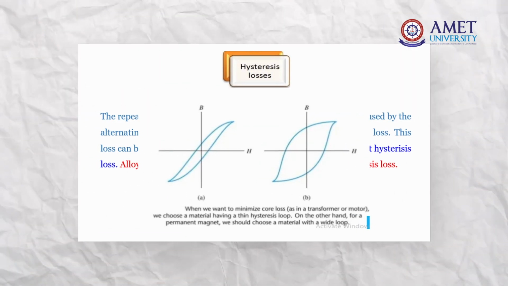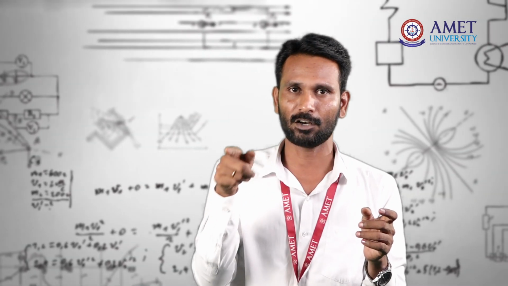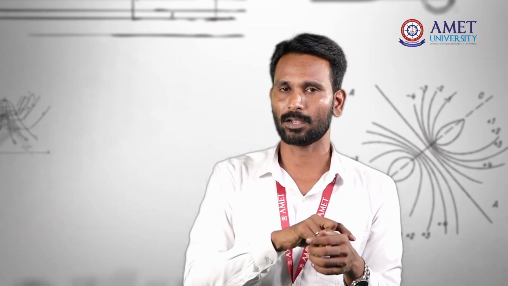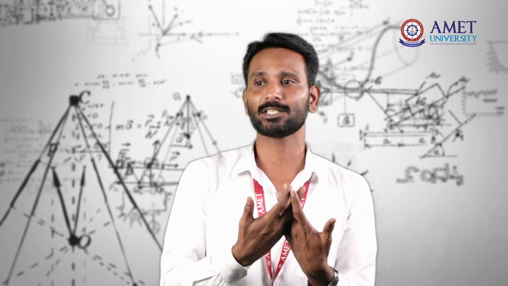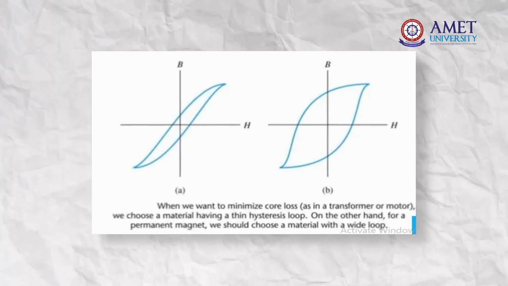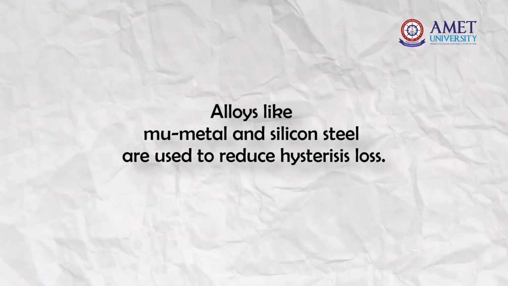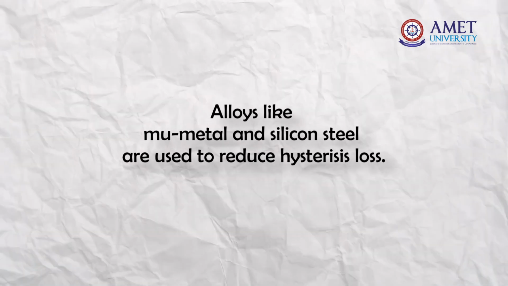Then hysteresis losses. It depends on the material we are using. The direction of the current flow alternately changes, right? The core alternately gets magnetized and demagnetized, which produces an energy loss called hysteresis loss. These losses can be minimized by using a core material having the least hysteresis loss. Alloys like mu metal or silicon steel are used to reduce hysteresis losses.